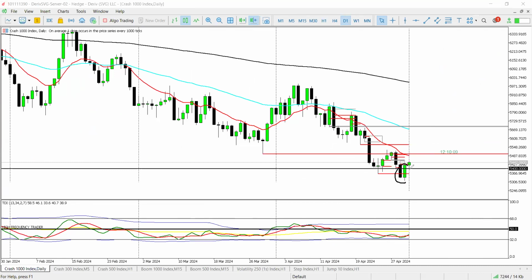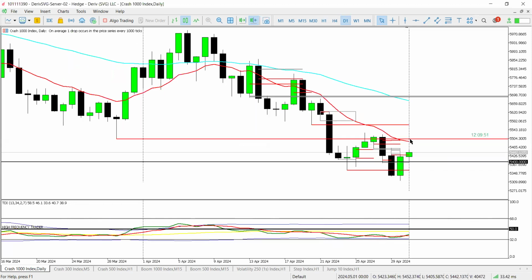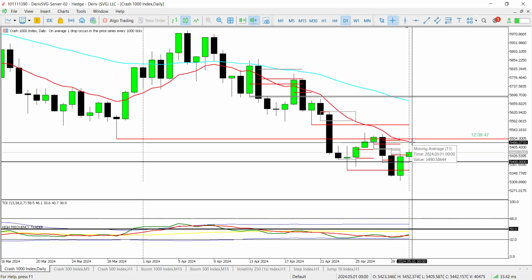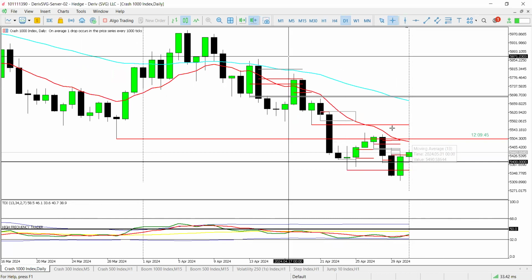Based on how the daily candle closed, I cannot look for sells here. This price will most likely get to the 13 EMA. Those who like to buy crash can maybe look for buys, but personally, if you follow me, I only sell the crash. So I don't have it set up here until price taps the 13 EMA on the daily. That will be around 54.85.